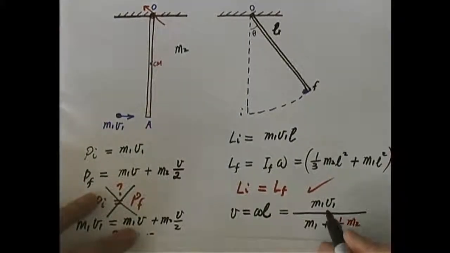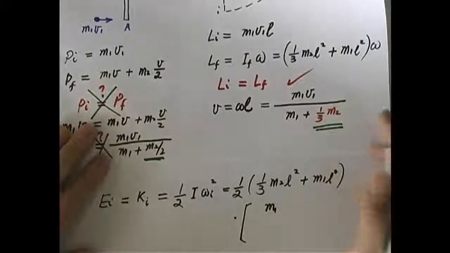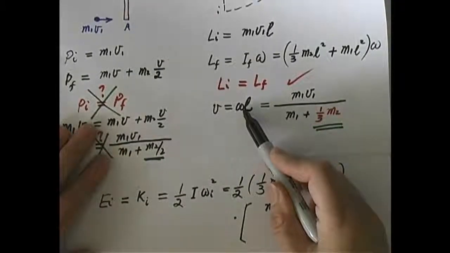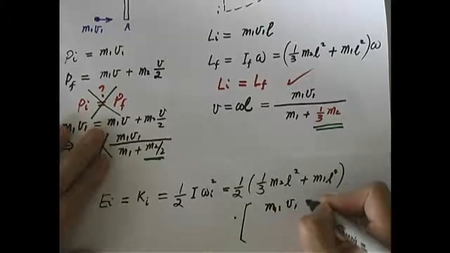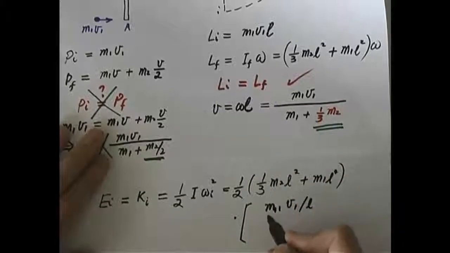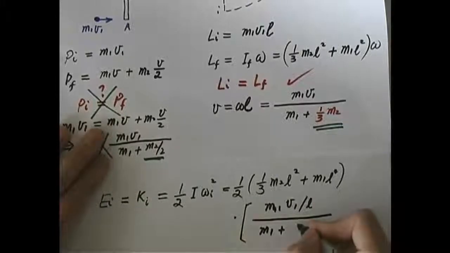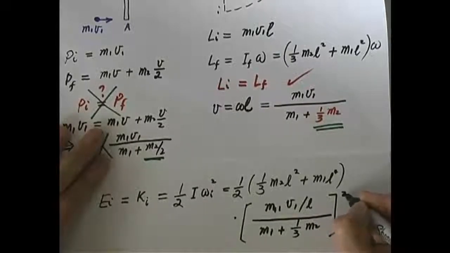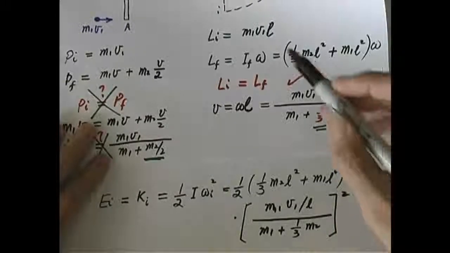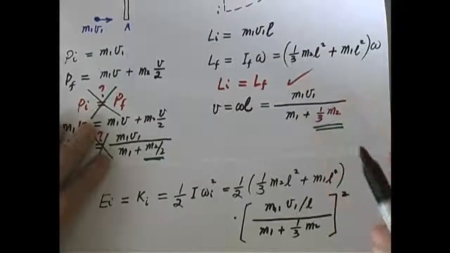So as far as omega is concerned, here is omega. I'm just copying this, taking this V here divided by L, and then I get omega. So it's M1 V1 over L. Don't forget over L, because I'm calculating omega, not V, divided by M1 plus 1/3 of M2. There we go. That is omega right after collision. You square it. That becomes the initial kinetic energy of the rod plus the hanging object at the end right before it starts to swing up, but right after the collision.